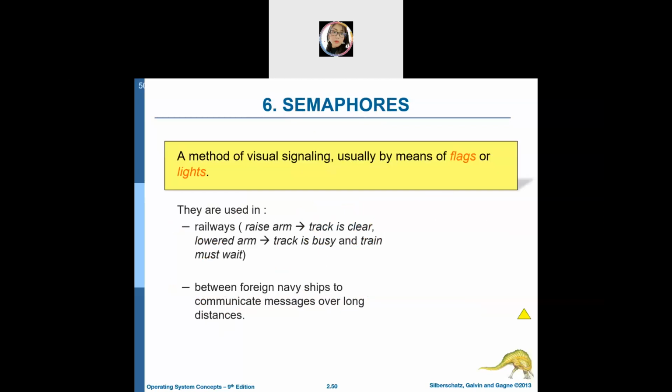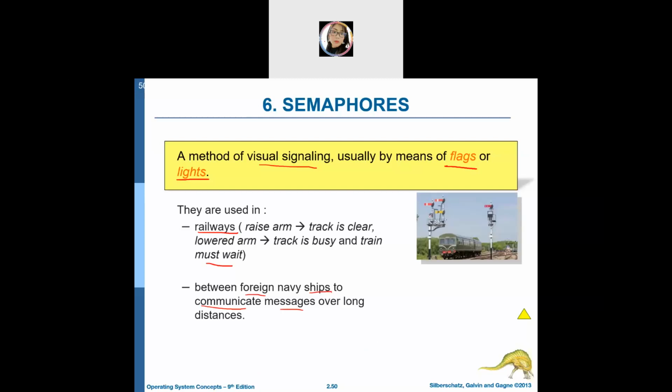Semaphores are a method of visual signaling, usually by means of a flag or a light. They are used in railways, where a raised arm means the track is clear, and a lowered arm means the track is busy and the train must wait. Another use is between foreign navy ships to communicate messages when there is a long distance between each other. So these are two examples of visual signaling.